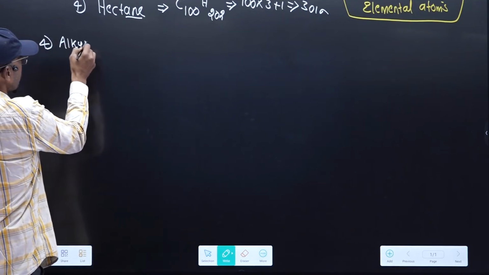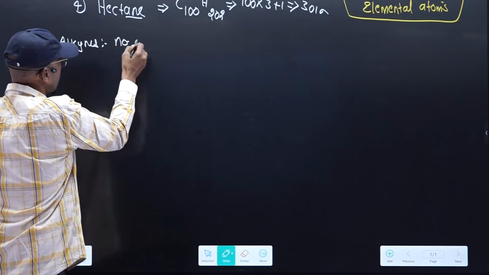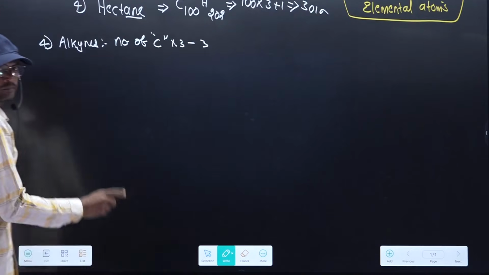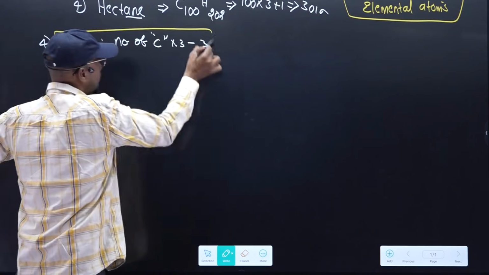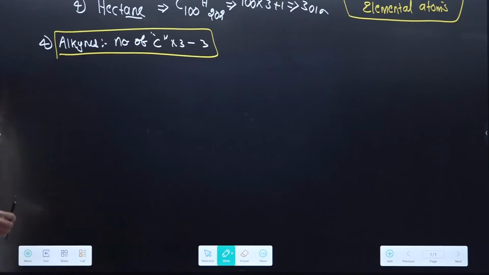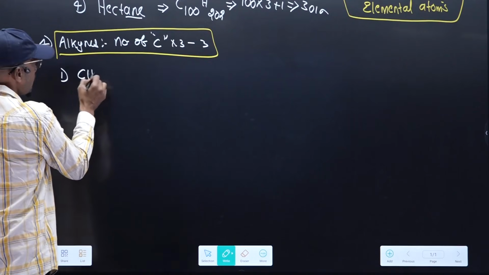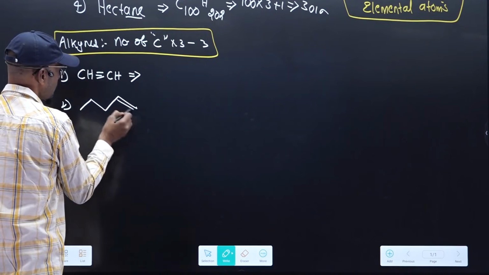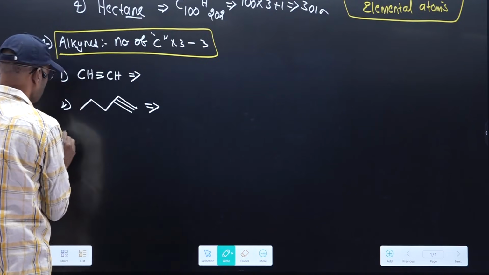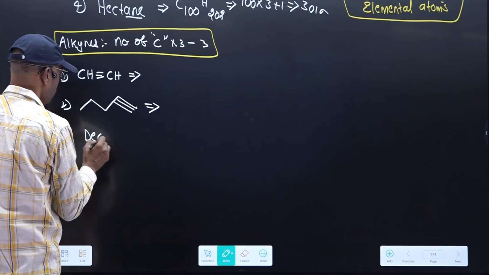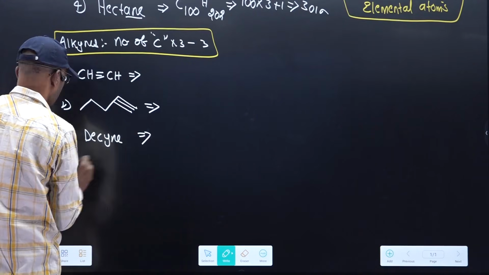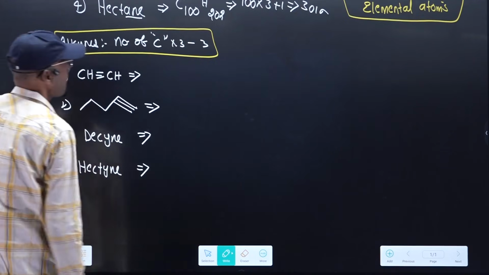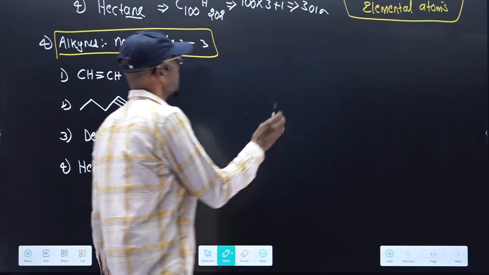This is alkyne. Number of carbons multiplied by 3 minus 3. Alkyne. So here I am writing a carbon-carbon triple bond, just count the answer. Here carbon-carbon triple bond, decyne, hectyne. Just use this formula and say the answer.